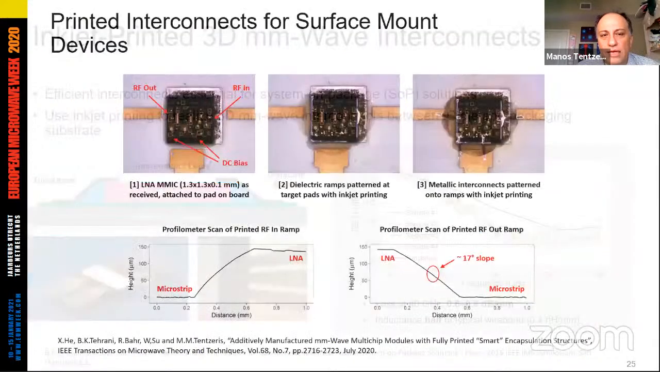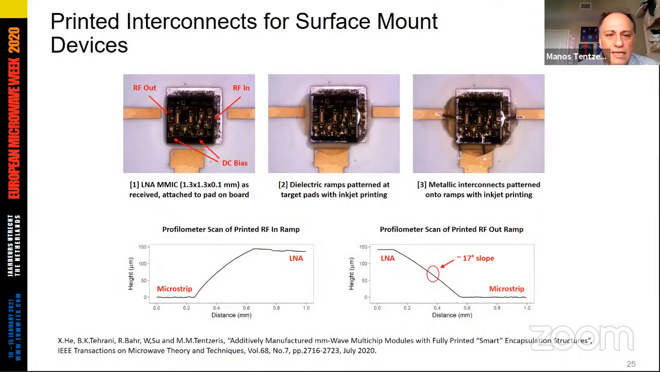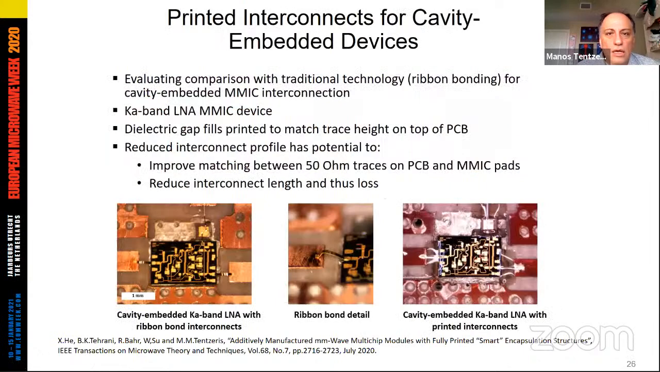This one could keep your IC integrated. And that can be done even for active devices. You see an LNA MMIC as received, attach on board, you print a dielectric scaffolding, you print metal interconnects, here you go. That's the profile scan of printed RF out ramp, and you connect your IC quite effectively without the need of wire bonds or ribbons.